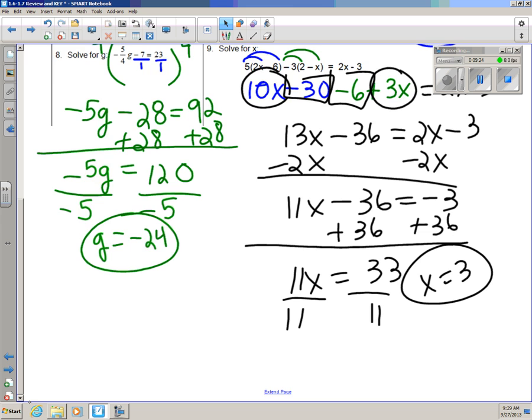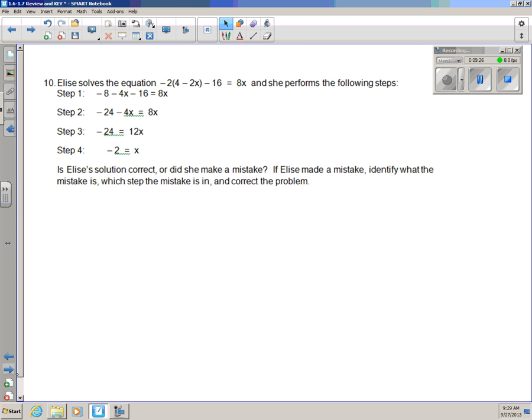Alrighty, next page. Elise solves the equation negative 2 times quantity 4 minus 2x minus 16 equals 8x, and she performs the following steps. You can look at those steps. Is she correct, or did she make a mistake? If she made a mistake, identify what the mistake is, which step the mistake is in, and correct the problem. A lot of stuff happening. So I'm going to forget Elise for a second. I'm just going to do this all by myself.